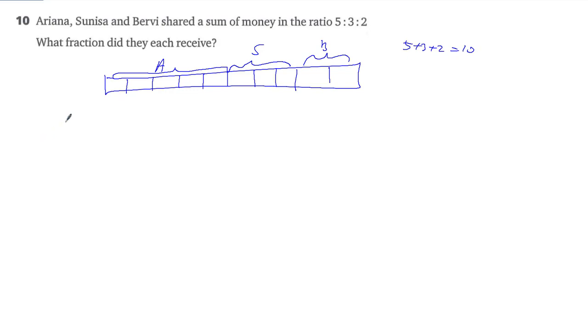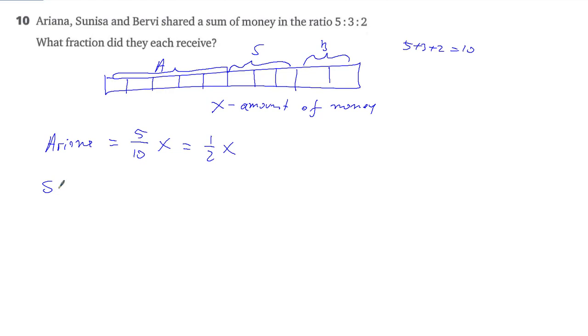All right, let's assume they had X amount of money. So, Ariana received 5 parts out of 10 of that money X. So we can simplify by 5, so we'll get 1/2 of that money.